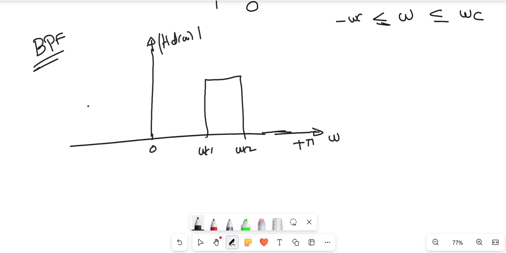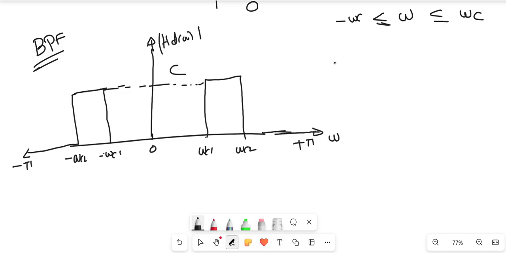Similarly here, this is minus omega c2 and minus omega c1, and this is minus pi. The pass band height is C.